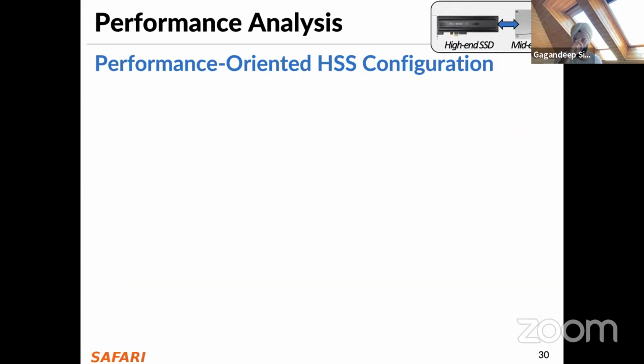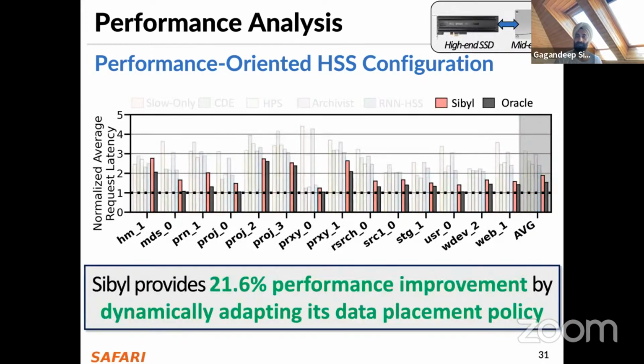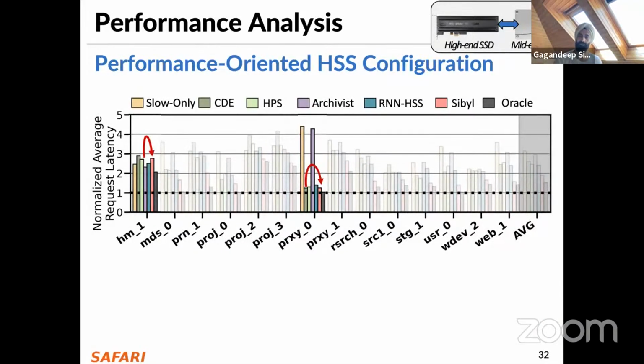And if we go to a performance-oriented hybrid storage configuration, where the two devices have similar latency, we observe Sybil still provides 21.6% performance improvement by dynamically adapting its data placement policy compared to other policies. But we observe there are 2 workloads where Sybil provides a bit lower performance compared to some of the policies. And we observe that these workloads are really write-intensive and have many random requests in terms of both access patterns and request sizes.